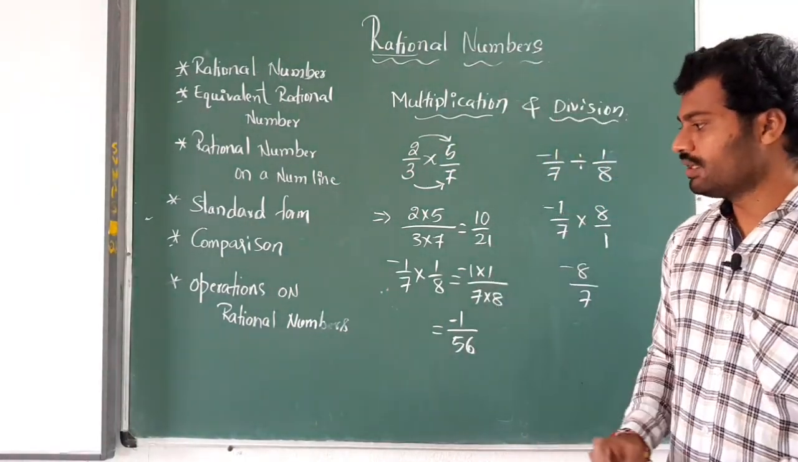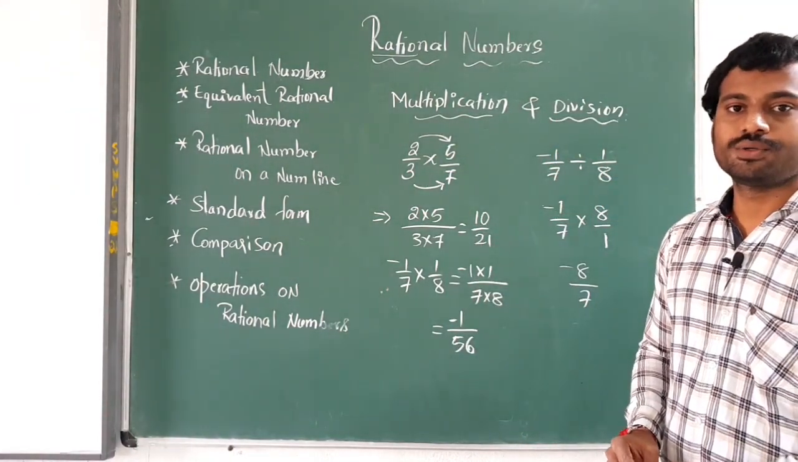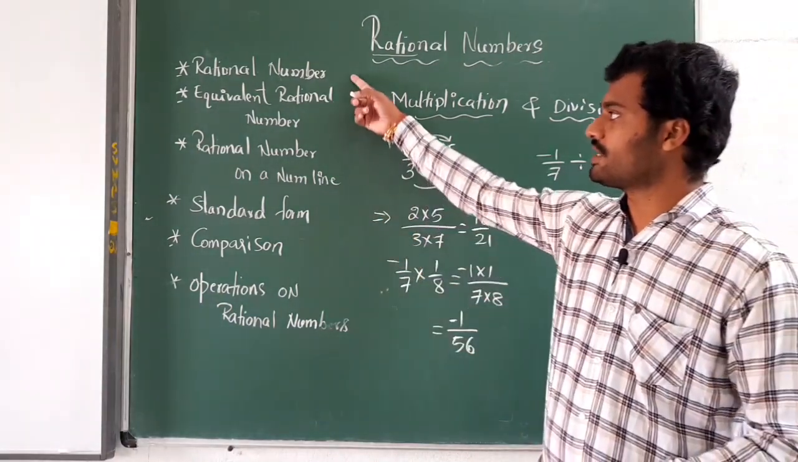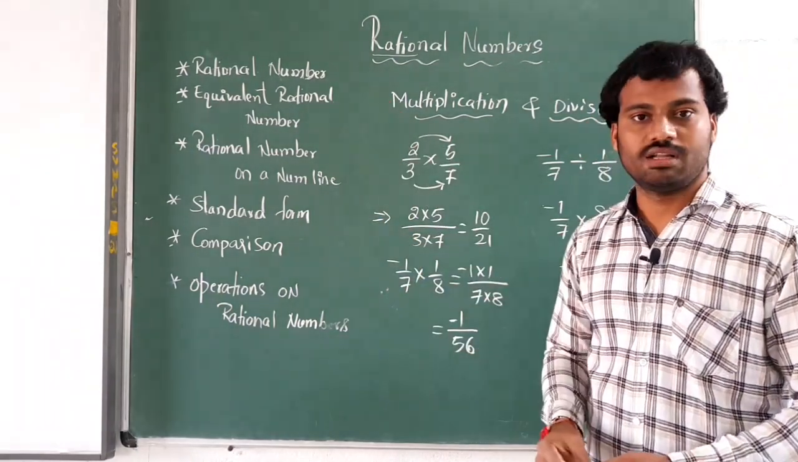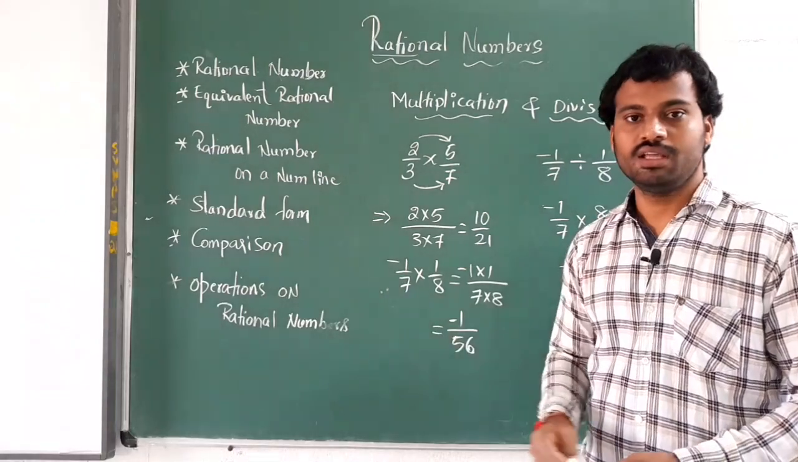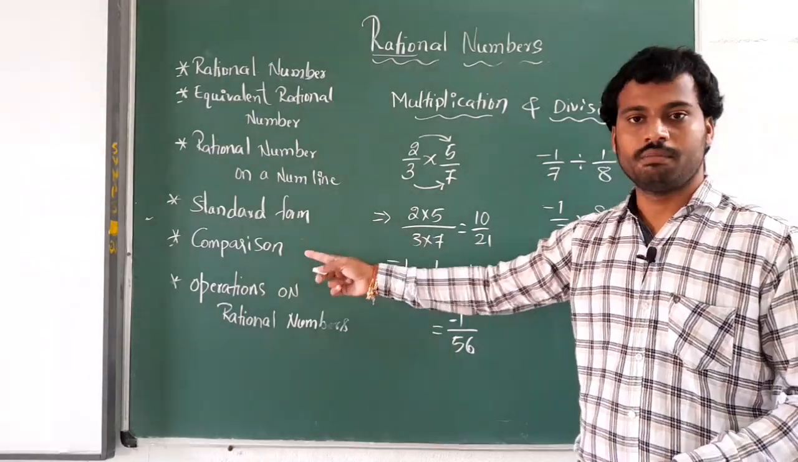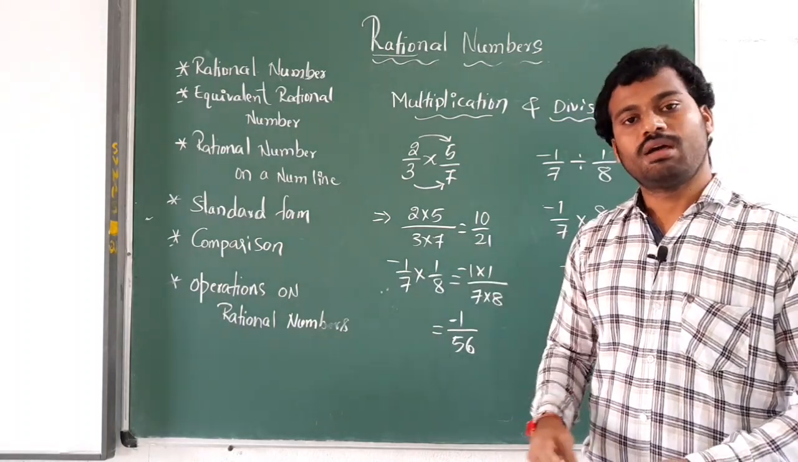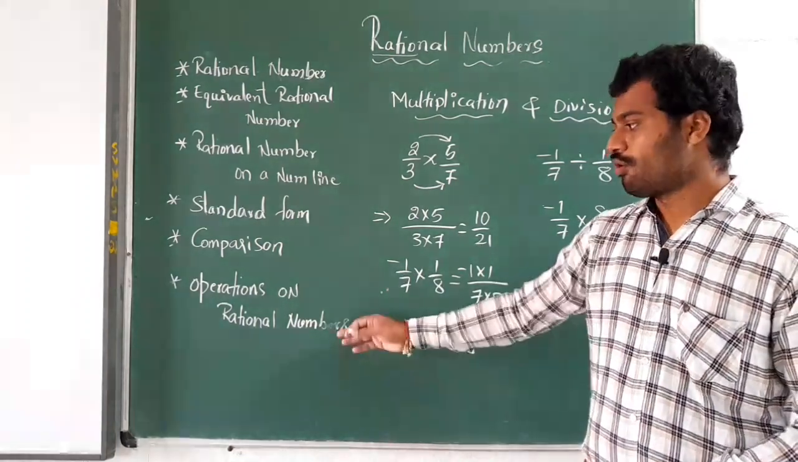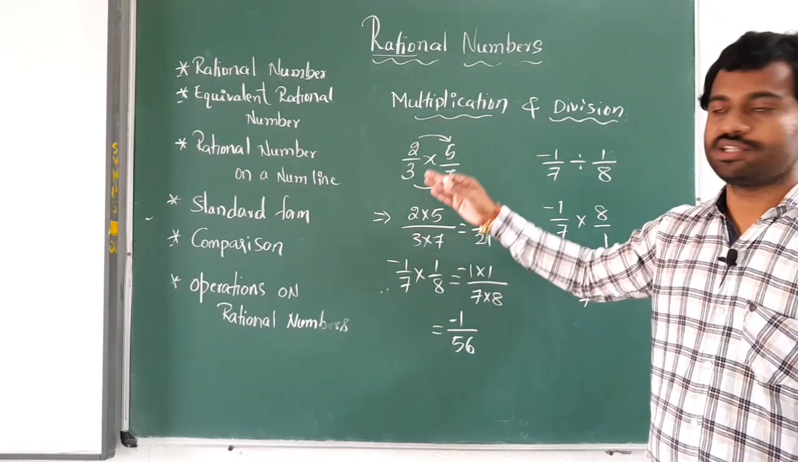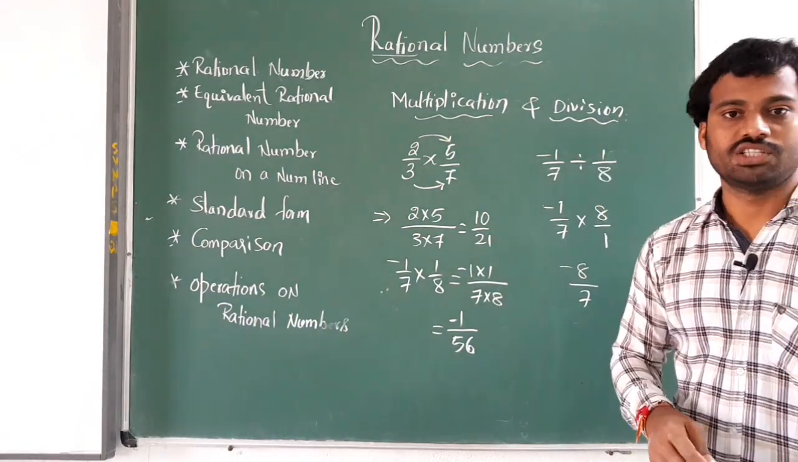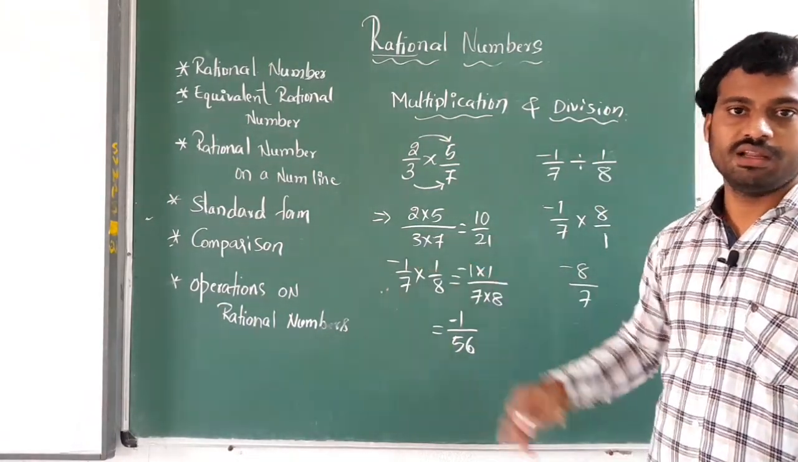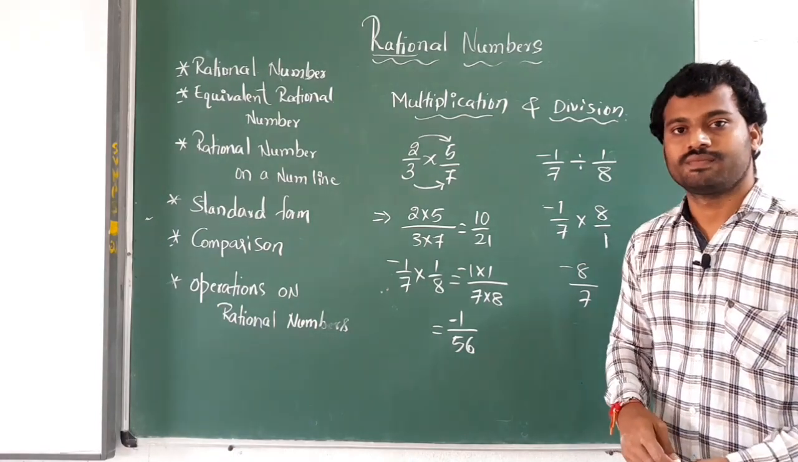This is all about the rational numbers. What did we learn today? We learned what rational numbers are, equivalent rational numbers, rational numbers on the number line, standard form, comparison between any two rational numbers, how many rational numbers there are in between, and the operations: addition, subtraction, multiplication, and division of rational numbers, along with the additive inverse. Clear or not?